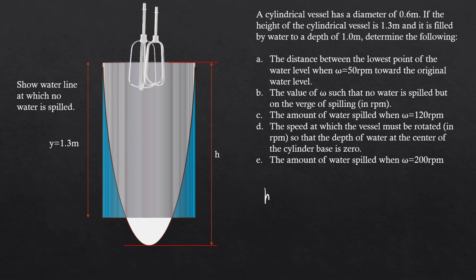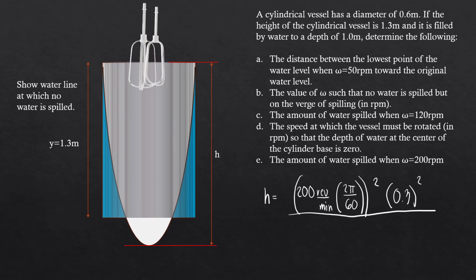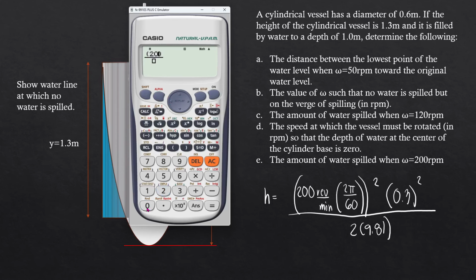So solving h, we have 200 RPM multiplied by 2 pi over 60, and then squared times r squared, which is 0.3 squared, divided by 2 times 9.81. So solving h, we have 200 times 2 pi over 60 squared times 0.3 squared divided by 2 times 9.81.